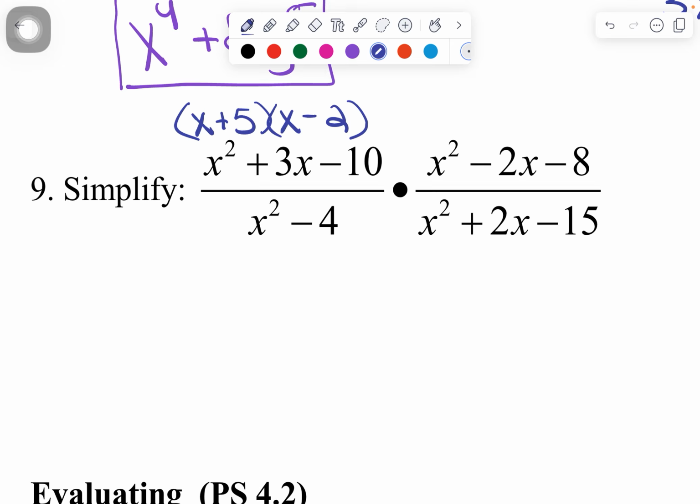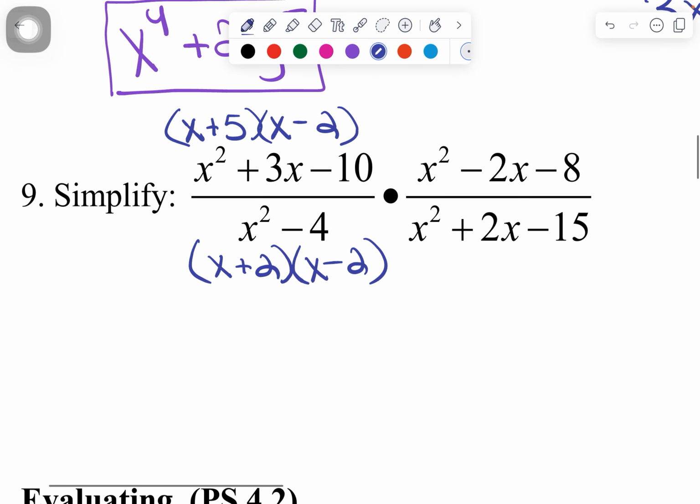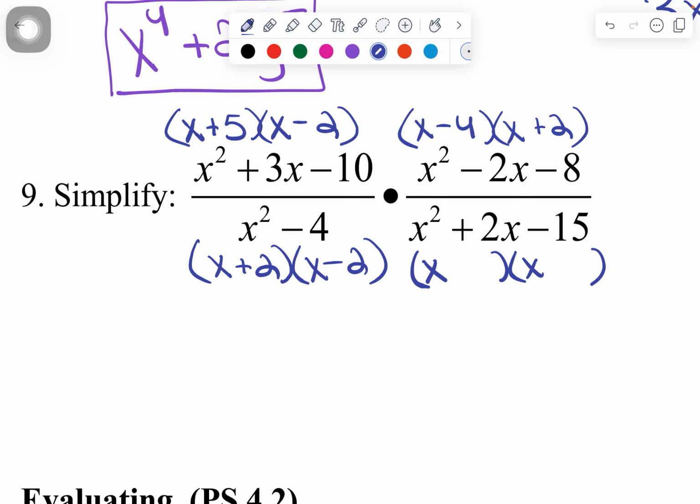Underneath it, x squared minus 4. That's going to be a difference of perfect squares. So x splits, 4 splits, make 1 positive, make 1 negative. Order doesn't matter on those. x squared minus 2x minus 8. So split the x. We're going to go 4 and 2 for the 8. Make the 4 negative and make the 2 positive. Yep. And x squared plus 2x minus 15. All right. Split the x. Let's go 5 and 3 for the 15. Make the 5 positive, make the 3 negative.